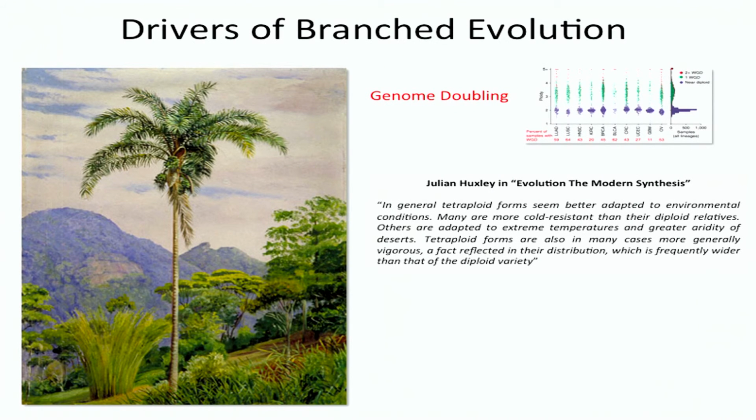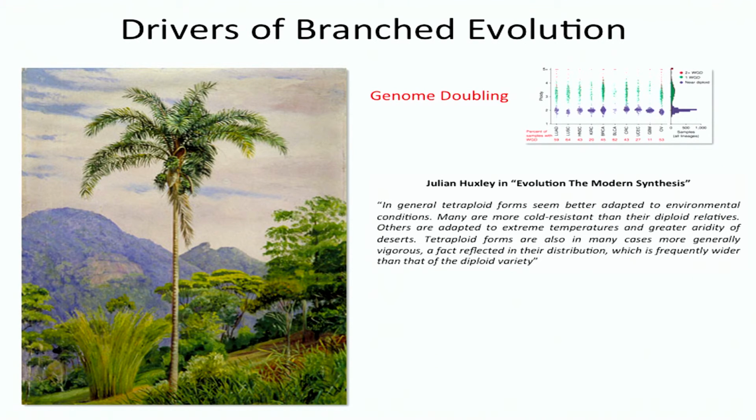But like many evolutionary biologists before us, this has been well described in the literature. A lot of the foodstuffs, the plant foodstuffs and vegetables we eat have doubled their genomes, and they've done it for a reason, to adapt to harsh environments. And Julian Huxley, the Nobel Prize winner, described in Evolution: The Modern Synthesis that tetraploid forms, these are genome doubled forms, when he's referring to nature and ecology, in many cases are more generally vigorous, a fact reflecting their distribution, which is frequently wider than that of the diploid variety.